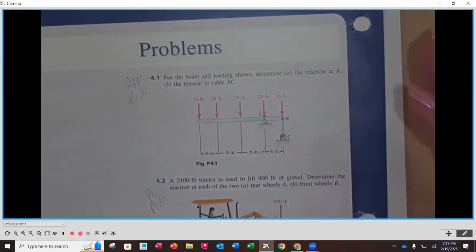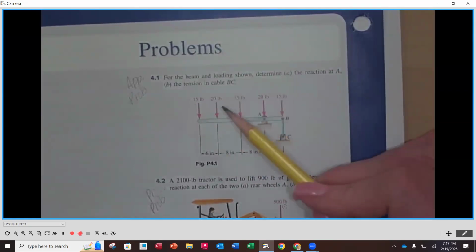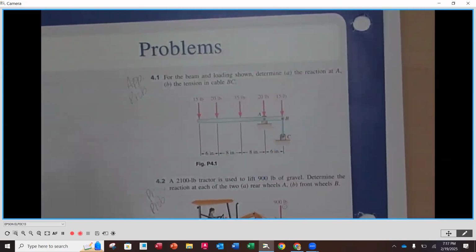Okay, so first things that we're going to do, we'll deal with the reactions and what we're going to put there in just a little bit, but we're going to start by just drawing our free body diagram with the applied loads and the distances that we see here.